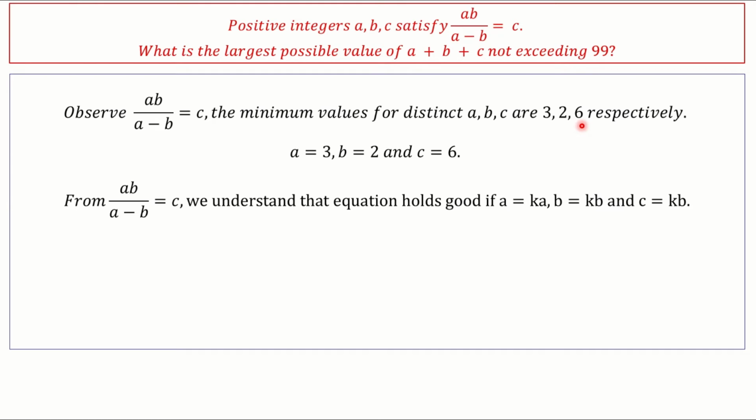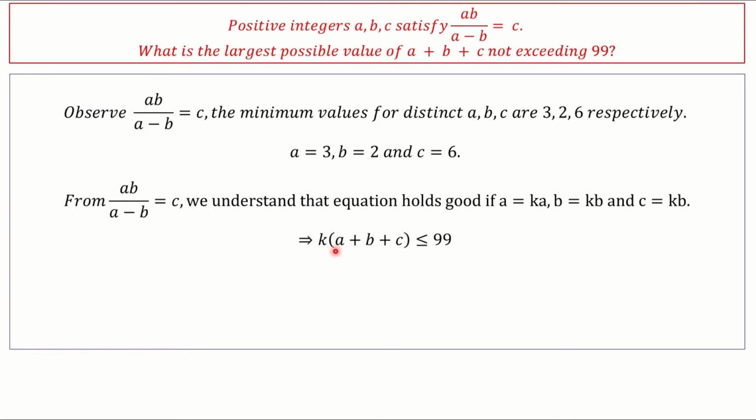Now let us observe this equation holds good if a equals ka, that is a multiple of a, b is the same multiple of b, and c is a multiple of c. Sorry, this is kc. You just substitute here: k square ab by k into a minus b, so k square and k will get cancelled and k will remain here, and c will become kc. Correct. So this equation holds good if a, b, c are multiples of the same constant. Which means k times a plus b plus c should be less than or equal to 99.